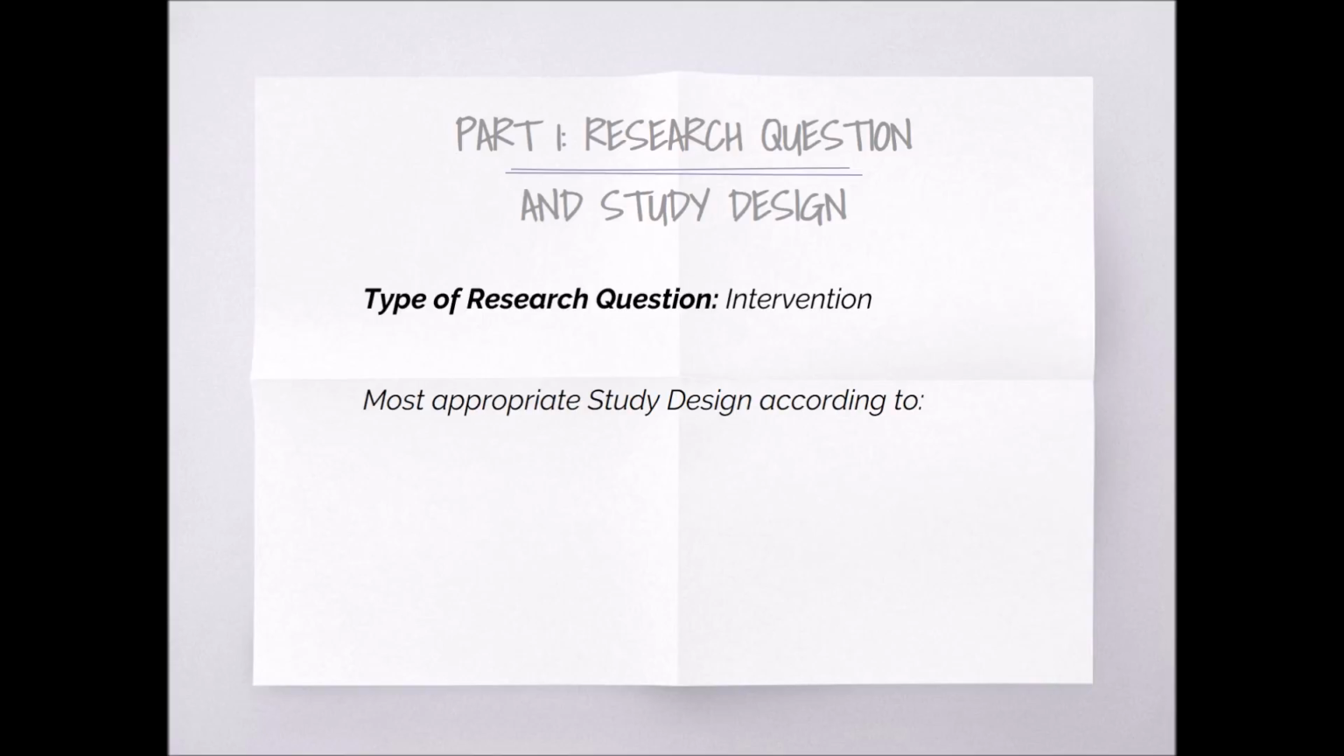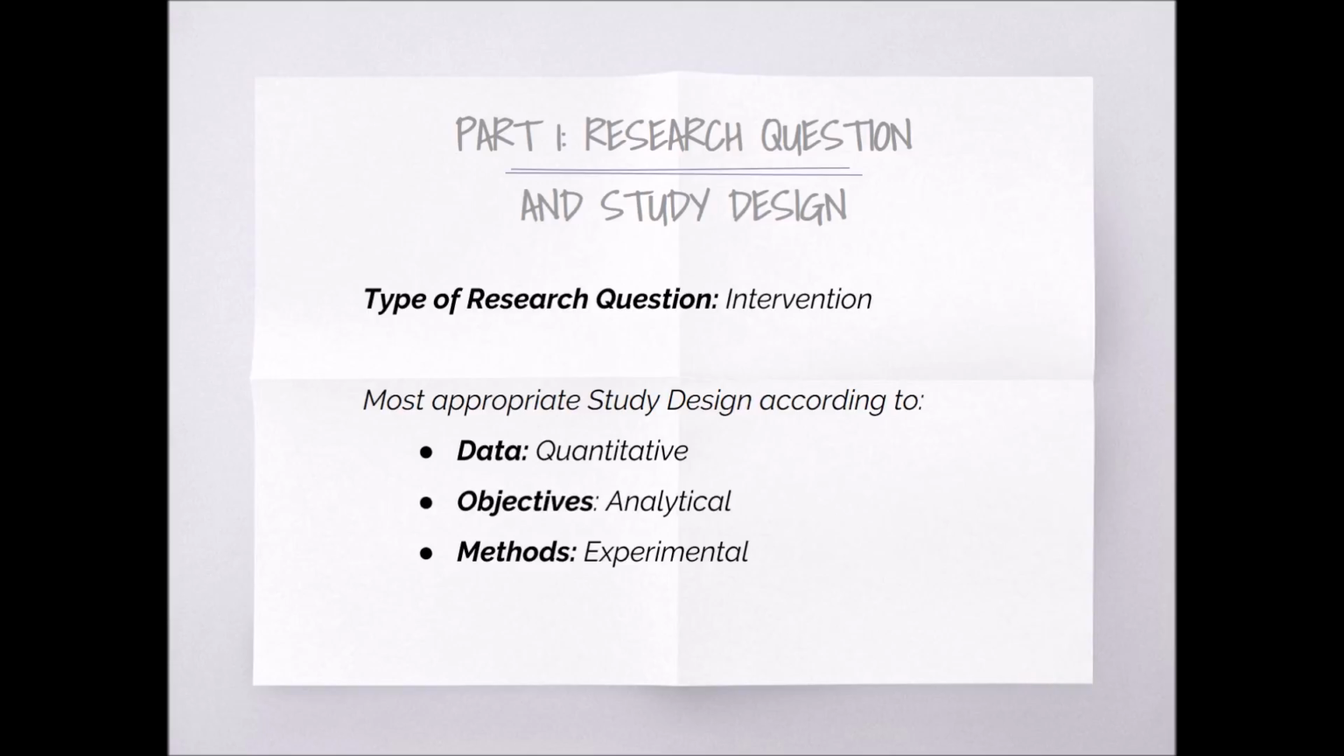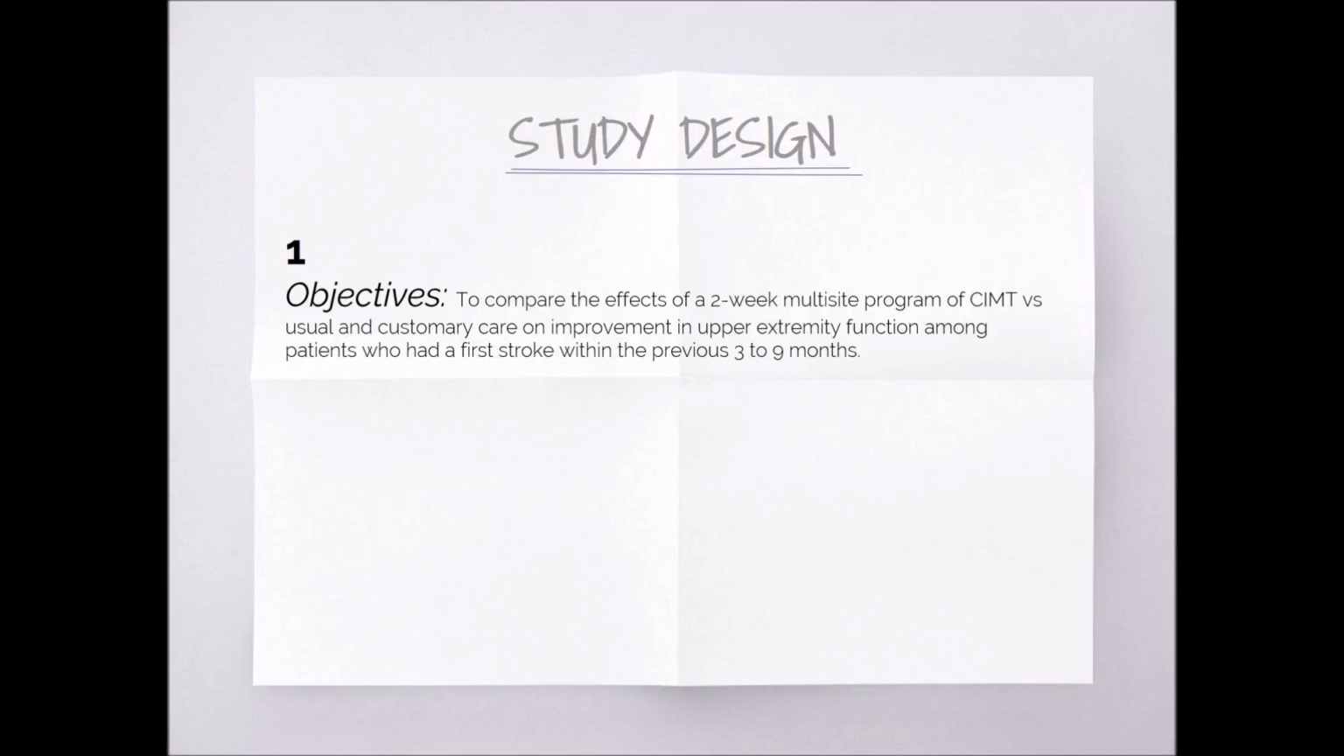The most appropriate study design according to data is quantitative, according to objectives is analytical, and according to methods is experimental. The study design. Article 1's objective is to compare the effects of a 2-week multi-site program of CIMT versus usual and customary care on improvement in upper extremity function among patients who had a first stroke within the previous 3 to 9 months. The study design was a prospective, single-blind, randomized multi-site clinical trial.